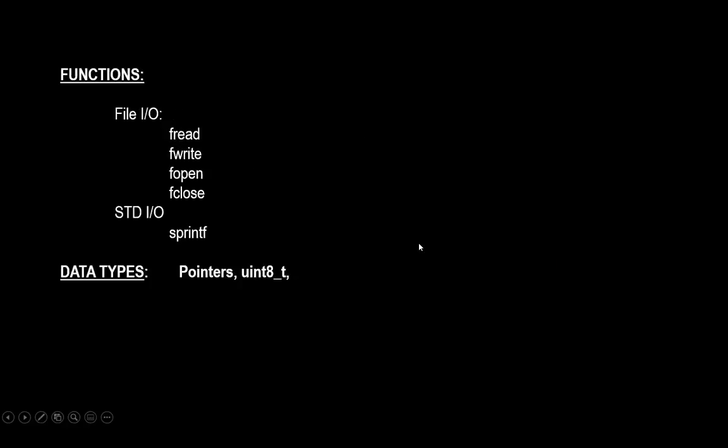When we think about the functions or the data types that are going to be involved in this exercise, when we talk about the functions, we're mainly going to use functions within the file input and output category. We're going to use fread, fwrite, fopen, fclose. And we are also going to take advantage of sprintf from the standard IO library. In terms of the data types, we're going to mainly use pointers and also unsigned integers of 1 byte.